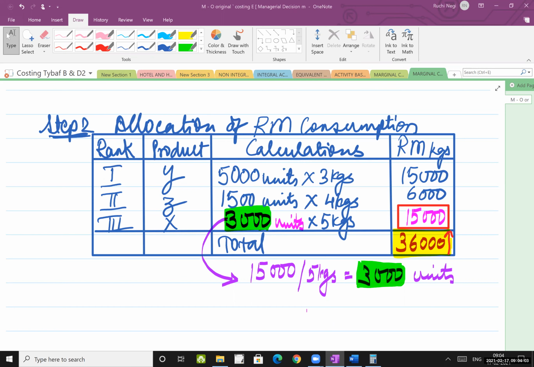So the last step is clear. How did you get 3,000? First, what will you do? First, you will give ranking to the products. After ranking, you will allocate them as per their limiting factor.